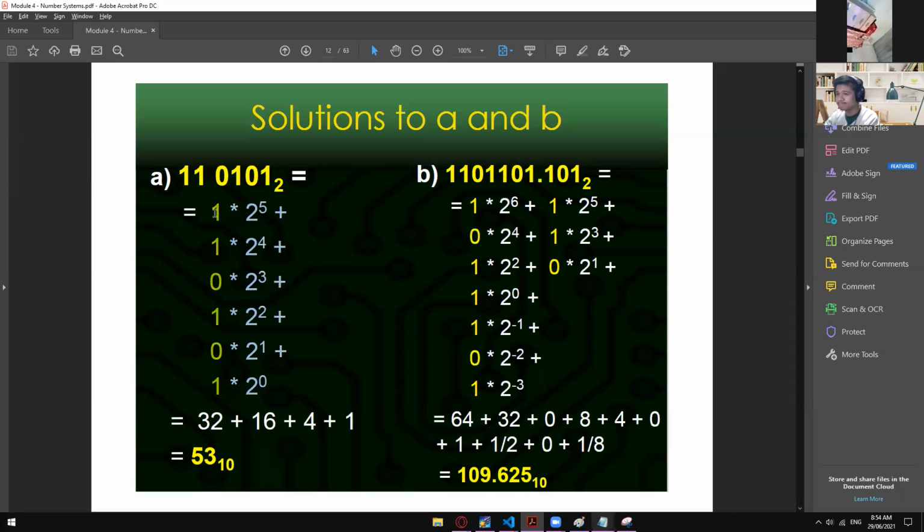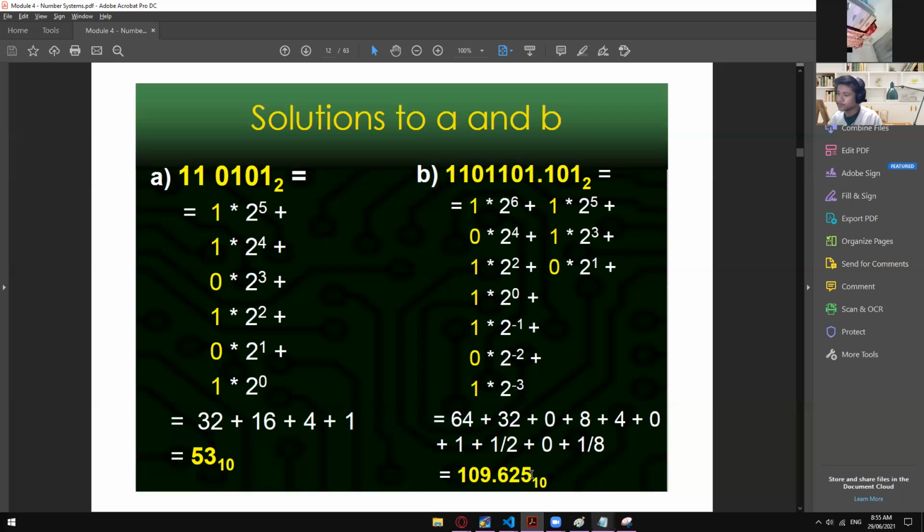You can do it manually, of course, but here, since we have raised to negative 1, this one now is 1 half, 1 fourth, 1 eighth, so it's now quite hard to analyze that using our brain. Well, unless you're a math genius, then no problem. So just add everything, and then you will get this one, 109.625. All right.